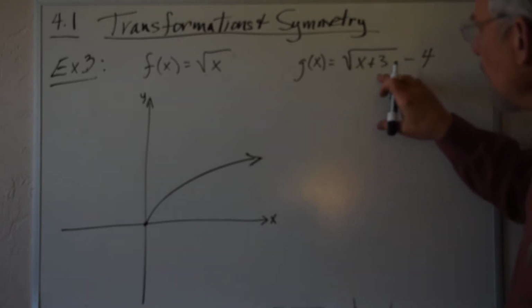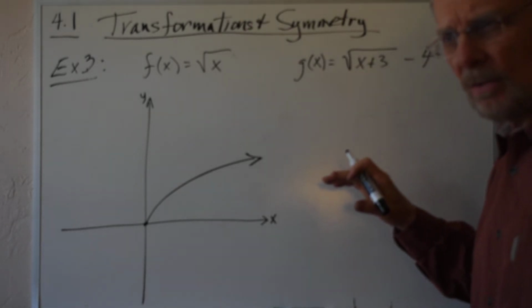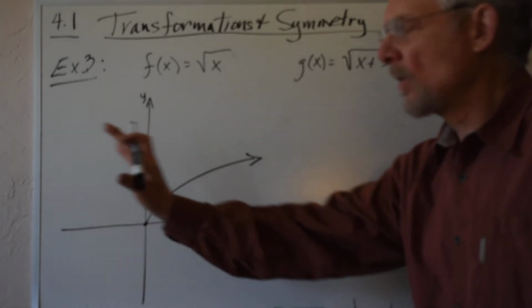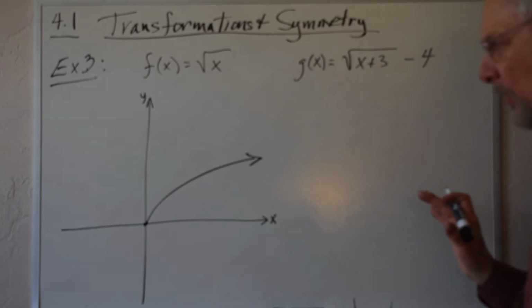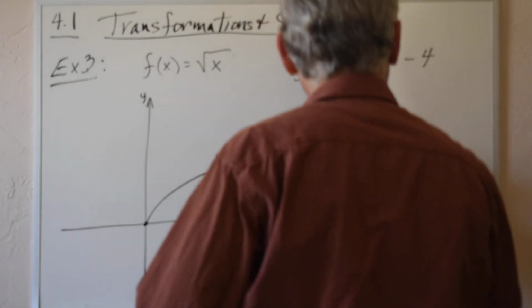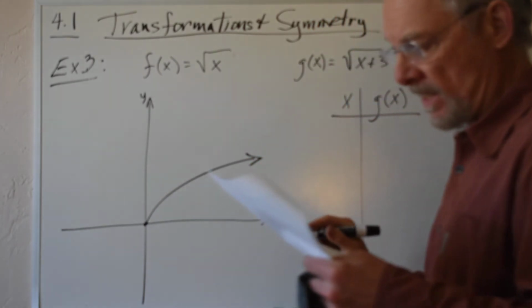Outside the radical sign. But the number inside the radical sign, is it going to be like we saw with the absolute value function a moment ago? Is it going to cause a sideways shift, a horizontal shift? Well, let's see. I set up my table.